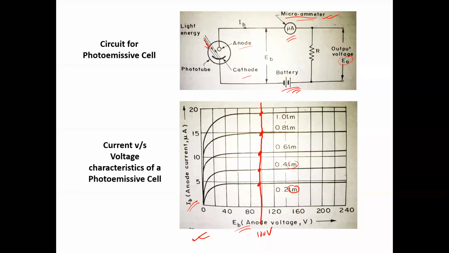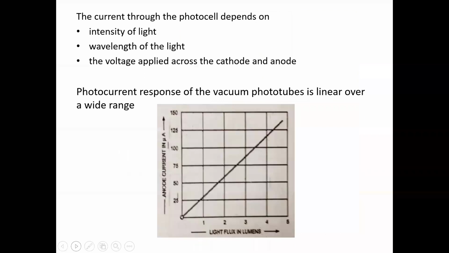So for any particular constant voltage, when the voltage is not changing, if only the relationship between the light flux and the anode current is considered, a straight line can be obtained. So as it is related through a linear relationship, whatever the change in current, that can be directly considered to be in proportion to the change in intensity.